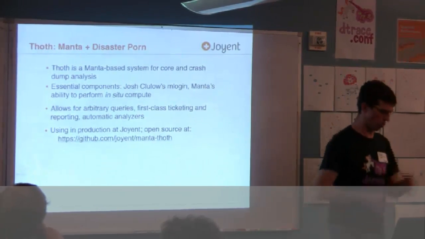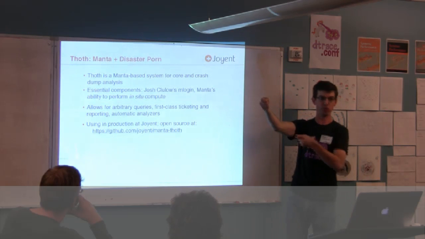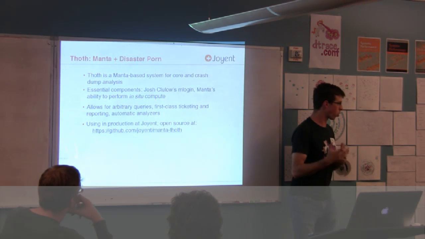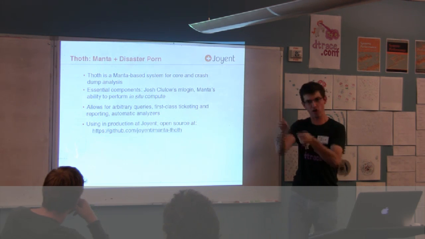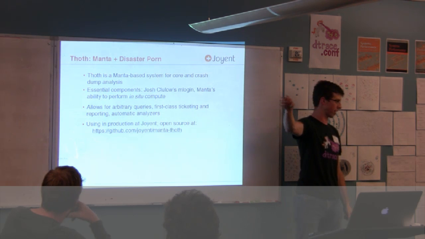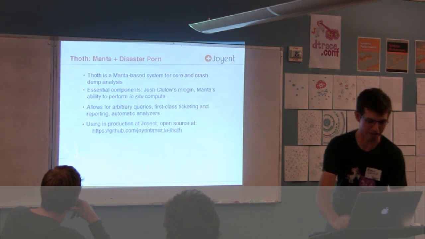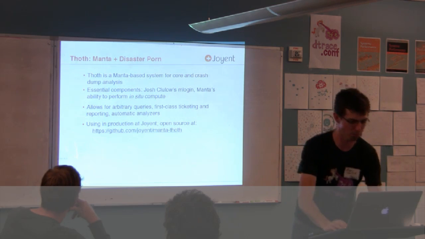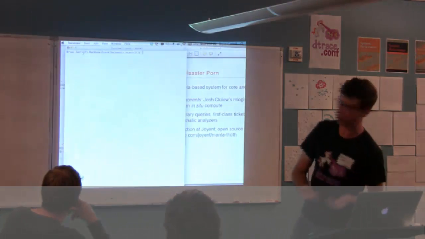In order to do this, what we want is to store a dump in Manta, and then we need to be able to debug it interactively. So this required something that we didn't have before in Manta, and that's the ability to interact with a job as it's running. I was bemoaning this, and I guess just loudly enough, because Josh did what we call mlogin, which allows you to effectively log into an object.